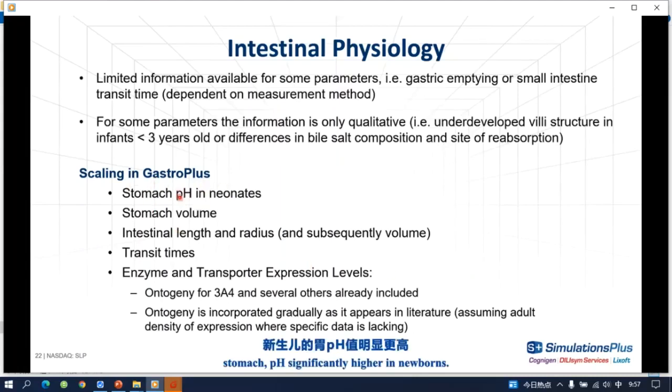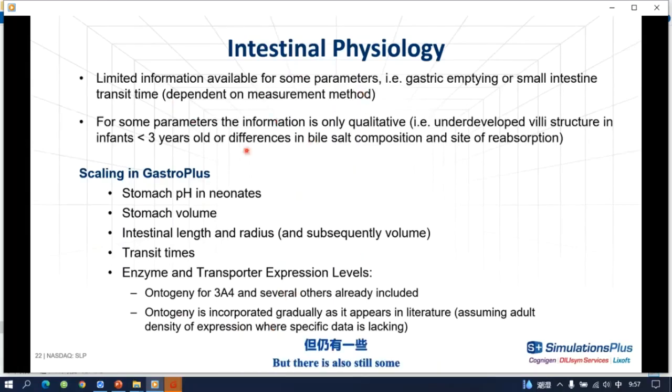Stomach pH, significantly higher in newborns. Then within a few days, it goes down in the fasted state. The length and radius of the intestine, subsequently volume. The enzyme transporter expression levels, again, ontogenies, are evolving. So those that are already known, like 3A4 and a few others, are incorporated in the program. Others we keep incorporating gradually as we go.